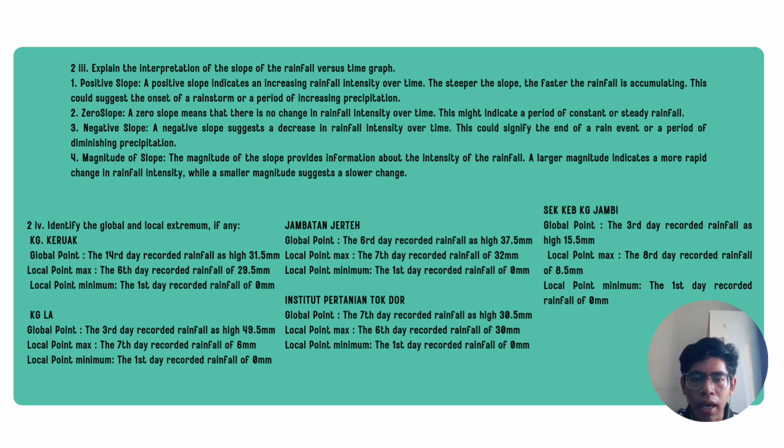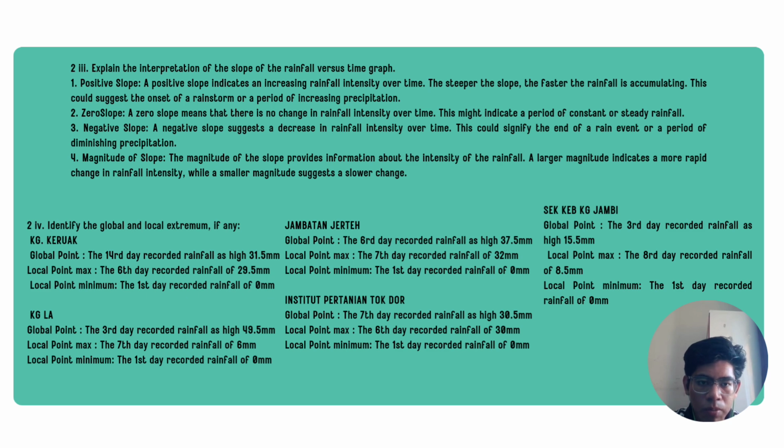For local point maximum, it is at the 7th day, which is 32 mm, and the local minimum is the first day, which is 0. And for Institut Pertanian Tok Dor, the global point is at the 7th day, which is 38.5 mm. For local point maximum, it is at the 8th day, which is 38 mm, and the minimum is at the first day, which is 0 mm.